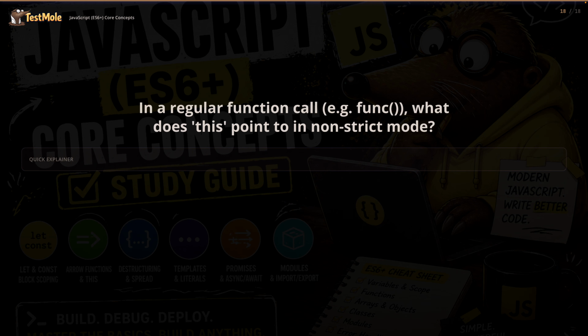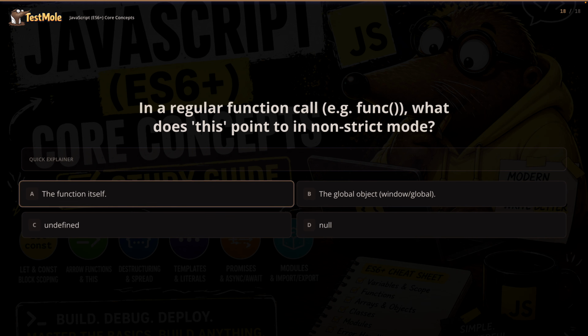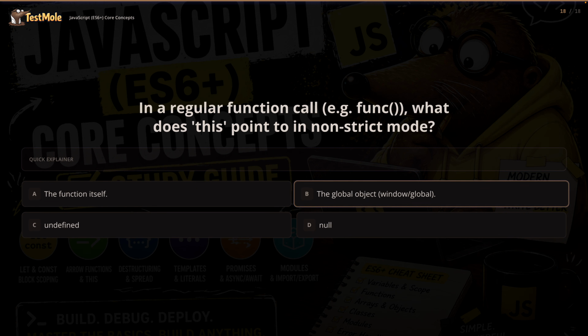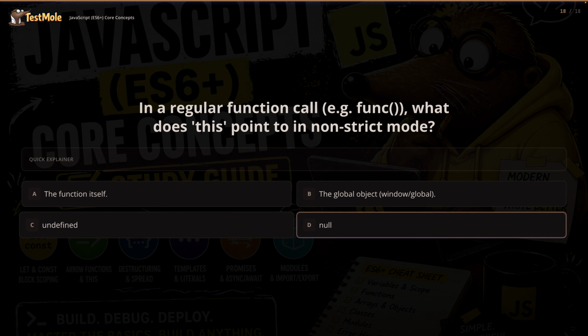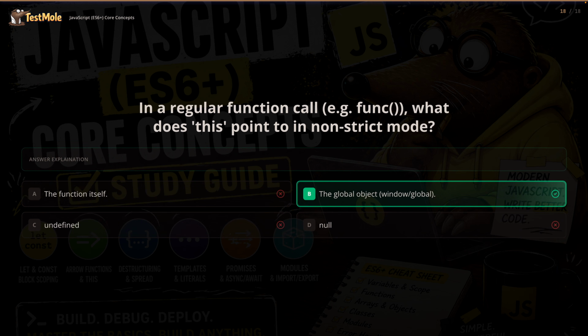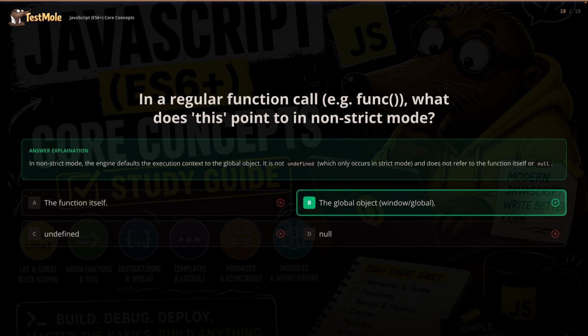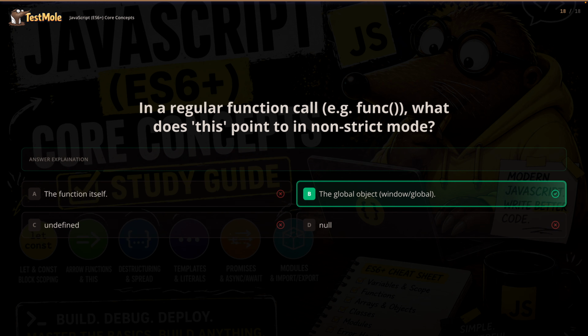The options are: A. The function itself. B. The global object, window/global. C. Undefined. D. Null. The answer is B. In non-strict mode, the engine defaults the execution context to the global object. It is not undefined, which only occurs in strict mode, and it does not refer to the function itself or null.